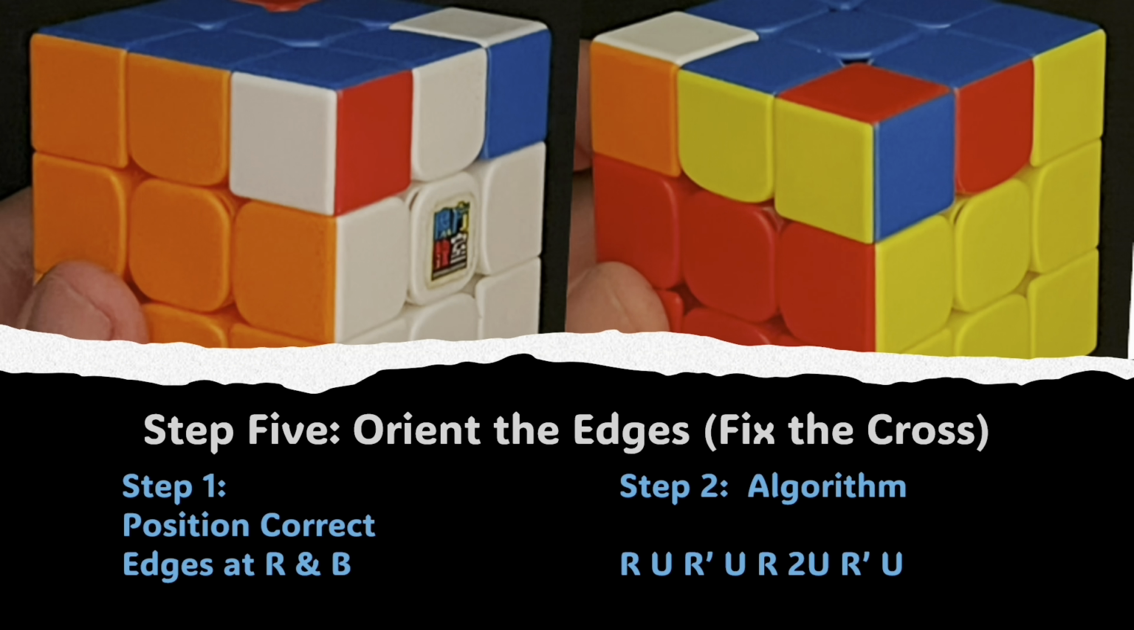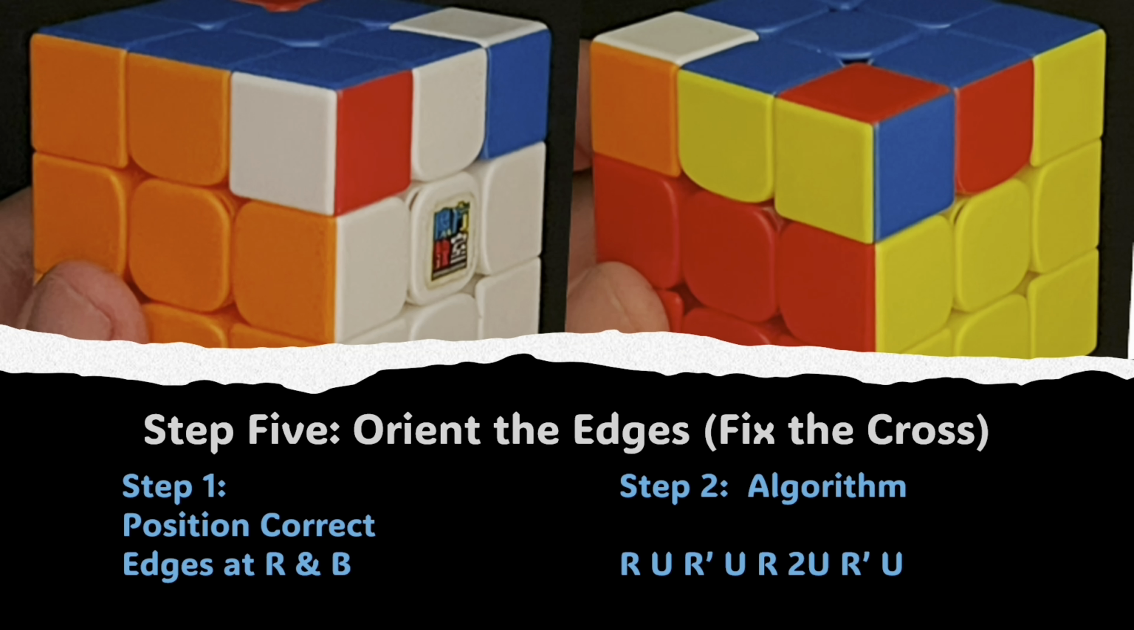We hold the cube so one of the correct edges is on the right face and the other correct edge is at the back face. And then we do the following algorithm. R, U, R prime, U, R, U, U, R prime, U.